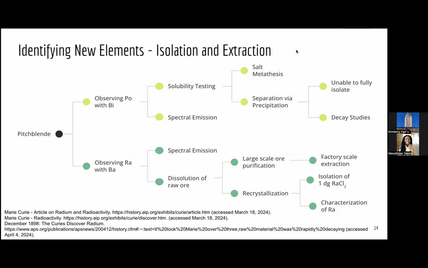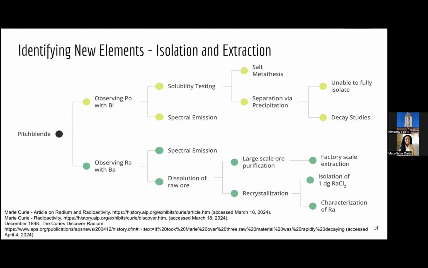The path to isolating these elements was, as Max said, very long. Polonium was observed first. However, Marie was never able to fully isolate it from bismuth. She could get a mixture of bismuth and polonium salt, but nothing beyond that. Radium, on the other hand, she was able to eventually isolate in salt form.